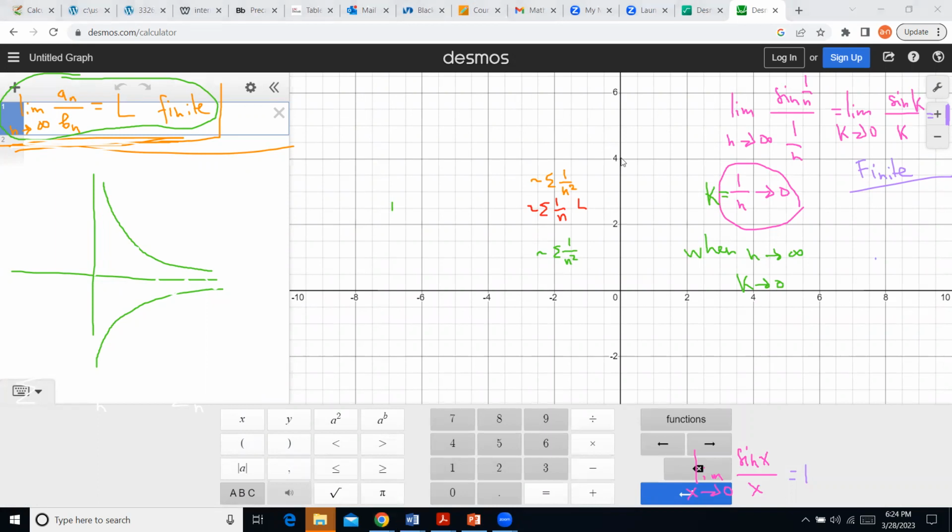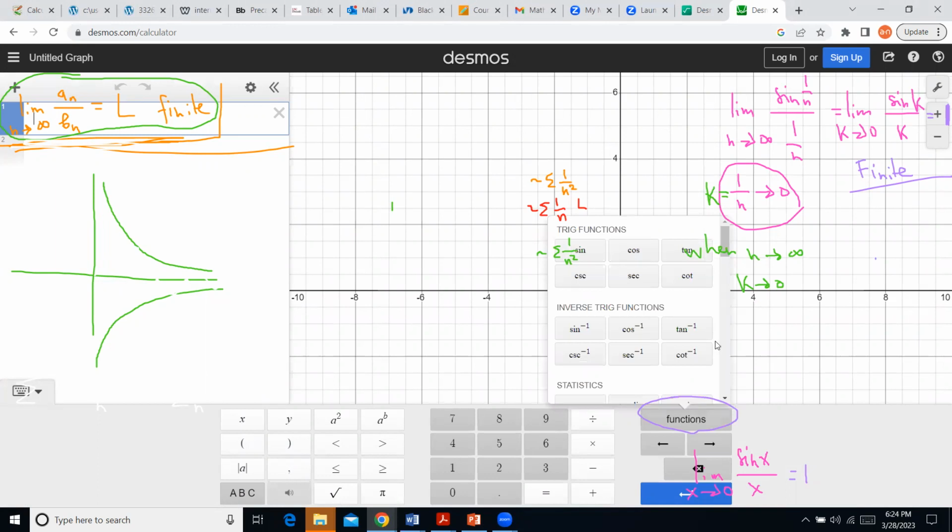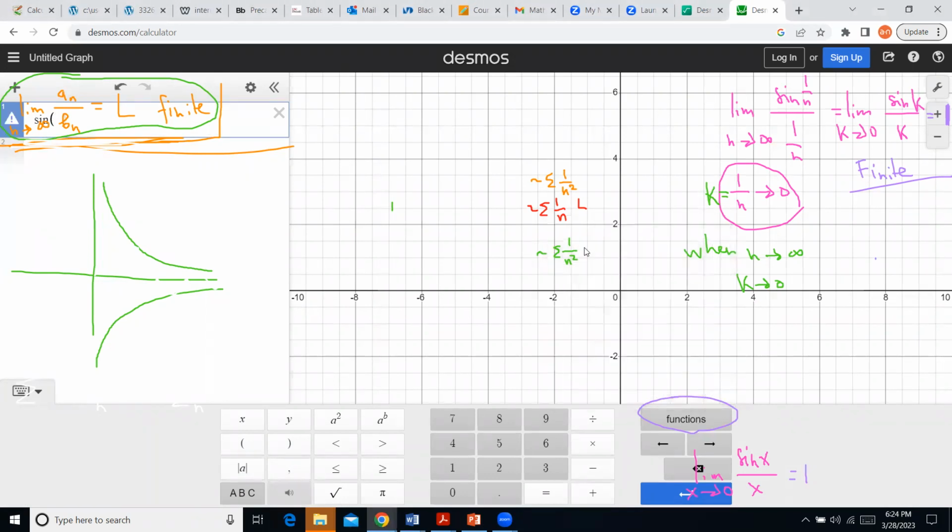choices for my functions. So where do I get functions? You see here, functions. And here's a bunch of them. So I put sine of x. And then I divide this. Let me make sure I get out of parentheses and divide this by x.